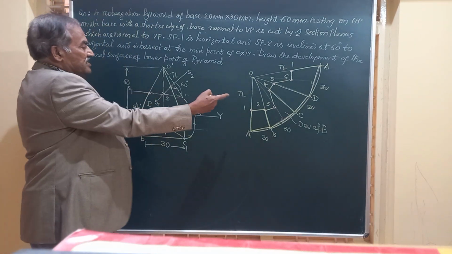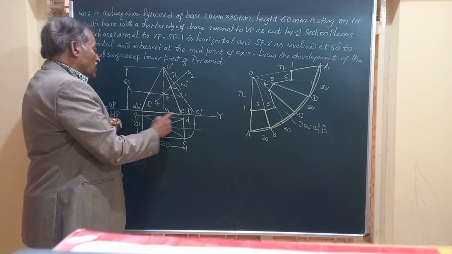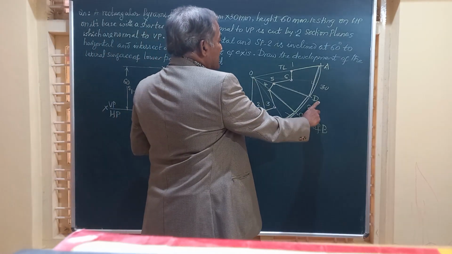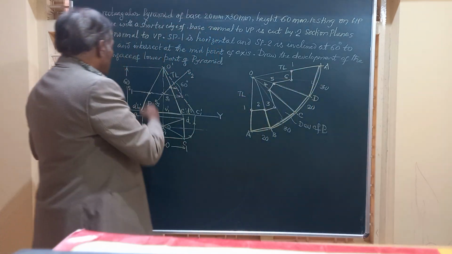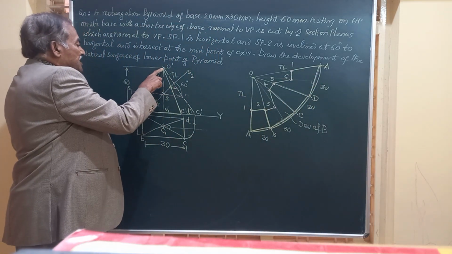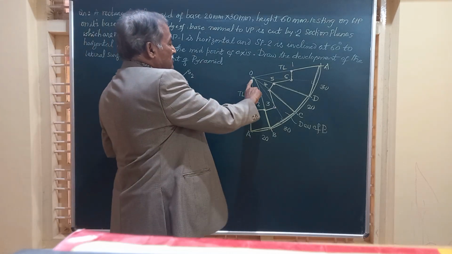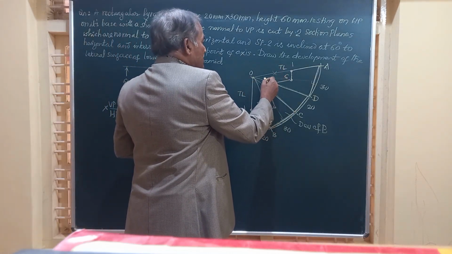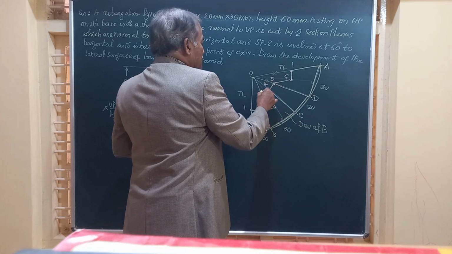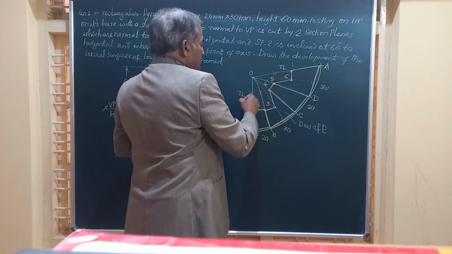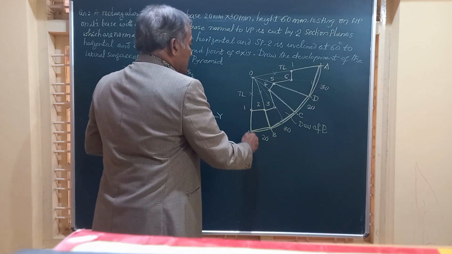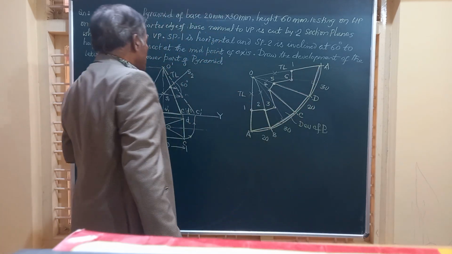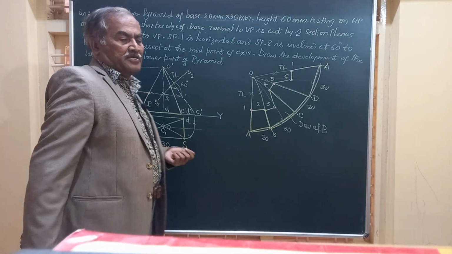And friends, you can see here in the development, all the base edges are intact: AB, BC, CD and DA. And on OA and OB, this length is removed on two sides. So this will not exist. Show this by thin line, this by thin line, this by thin line, and also this by thin line. And only this portion along with the base edges will give you the development.